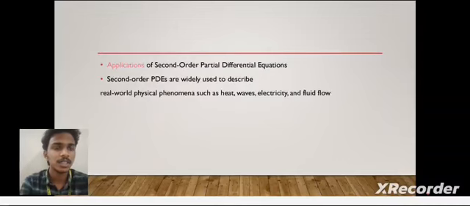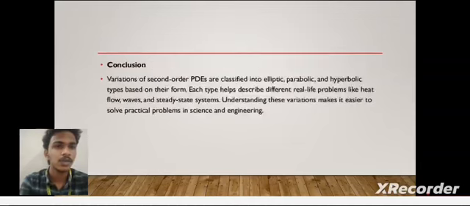Application of second order partial differential equations. Second order PDEs are widely used to describe real world physical phenomena such as waves, electricity and fluid flow.